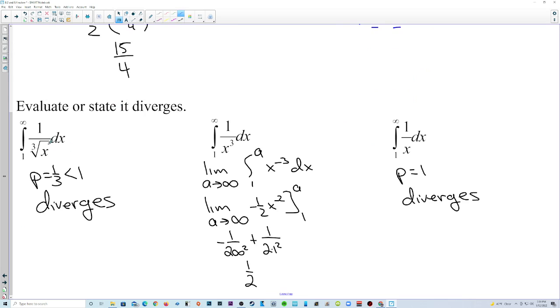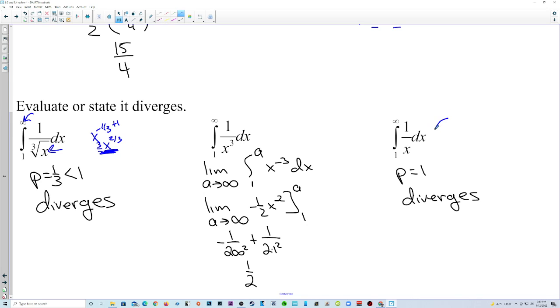Evaluate or state it diverges. Here the power in the denominator is 1/3. That's less than 1. This is going to diverge. Because when you have x to the negative 1/3 and you add 1, that's x to the 2/3. So the variable was in the denominator. Well, now it moved up to the numerator. And of course, that's times 3 halves. But now when you plug infinity into a variable that ends up in the numerator, that's headed off to infinity.